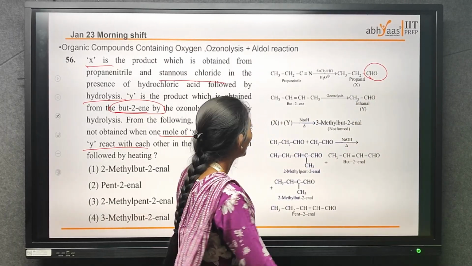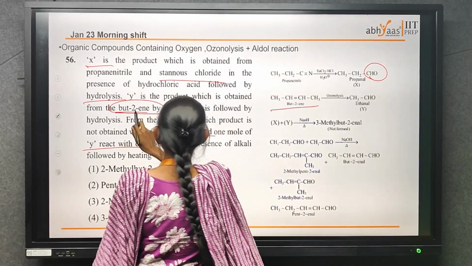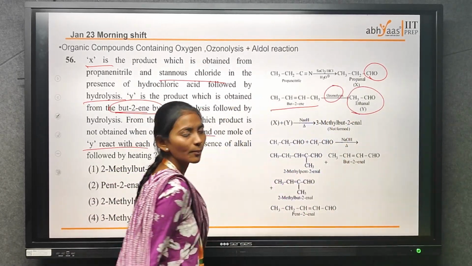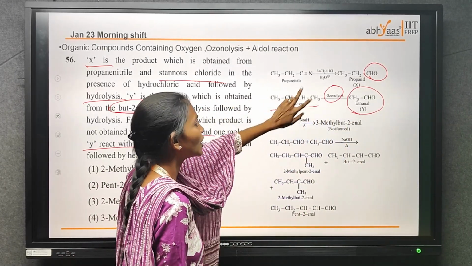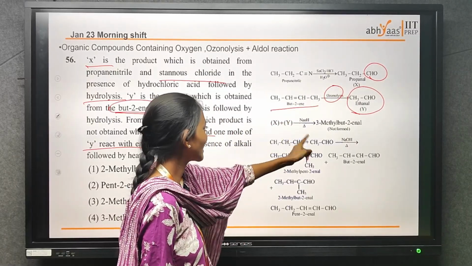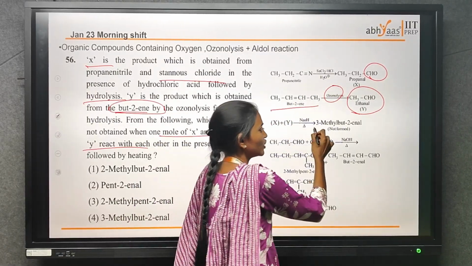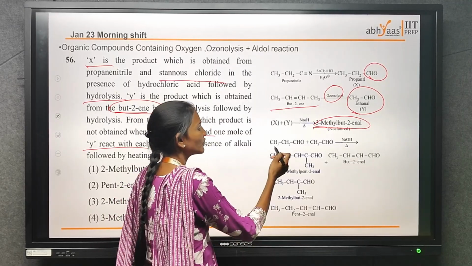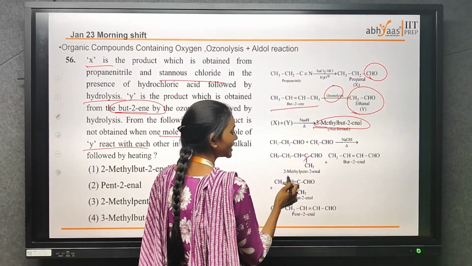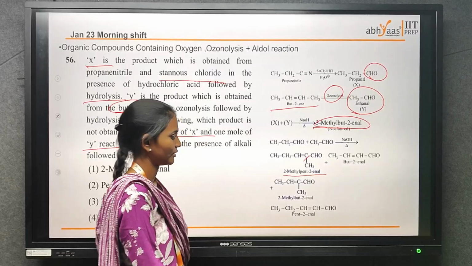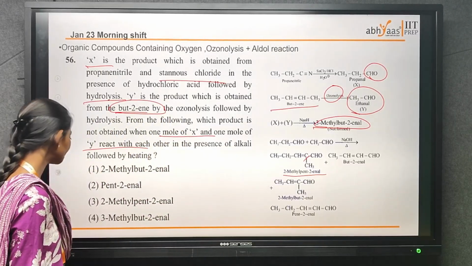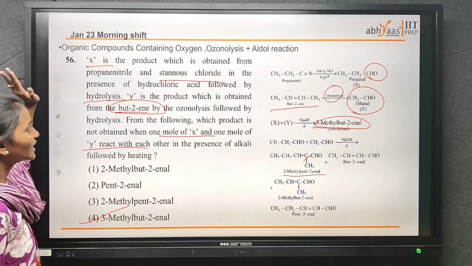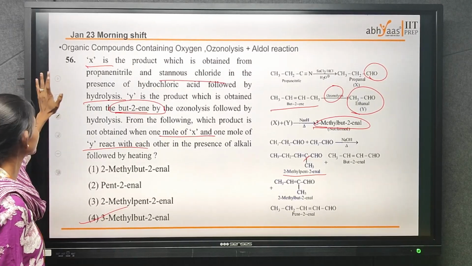Aldehyde, right? When you are treating the but-2-ene compound with ozonolysis, you are getting aldehyde compounds, two aldehydes. But when you are reacting with X and both simultaneously in the presence of sodium hydroxide, you are not getting the molecule. When you are reacting these two molecules, you are getting 2-methyl penta-2-enol, right? Hence the option will be 3-methyl butadienol. Okay, we need to apply some concept of reactions here.